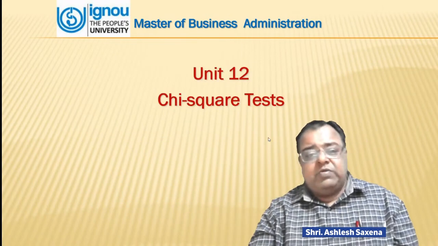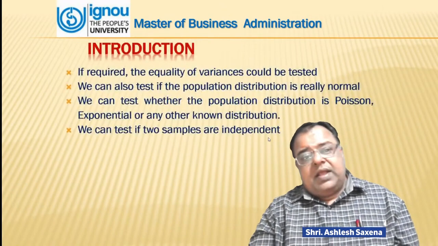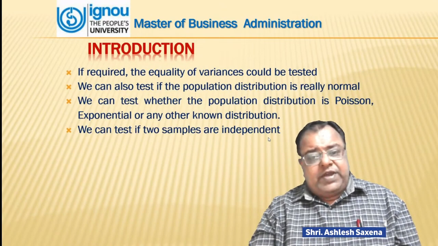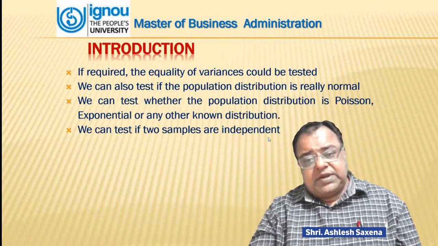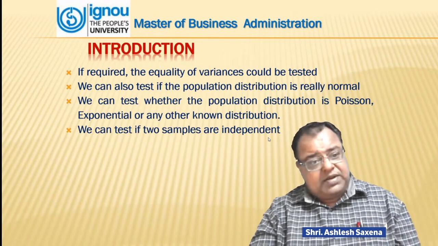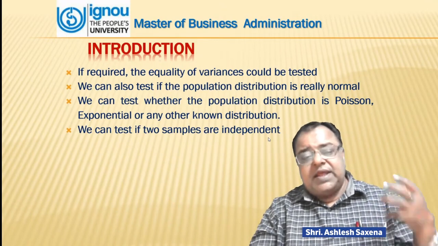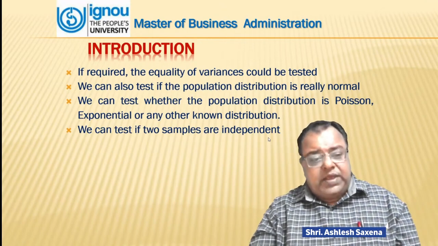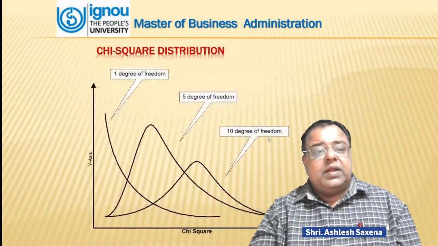Now, we move on to unit 12, that is related to the chi-square test. If required, the equality of variances should be tested. We can also test if the population distribution is really normal. We can test whether the population distribution is Poisson, exponential, or any other known distribution. Here we can also test if two samples are independent.